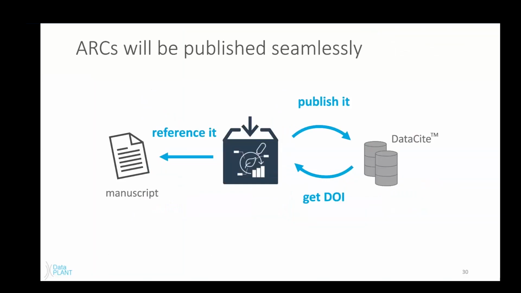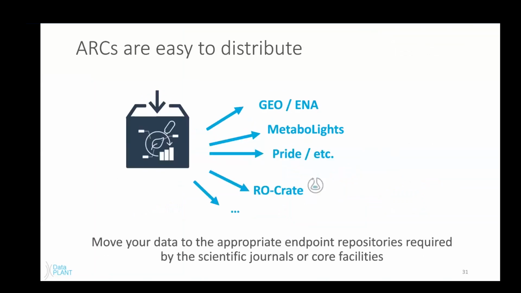We are also working on getting DOI numbers for ARCs. We are working on this so that ARCs can eventually be published or easily referenced in manuscripts. This way you can pack the data that's relevant to the publication, and people can easily click on that link and find your ARC without having to search too much.